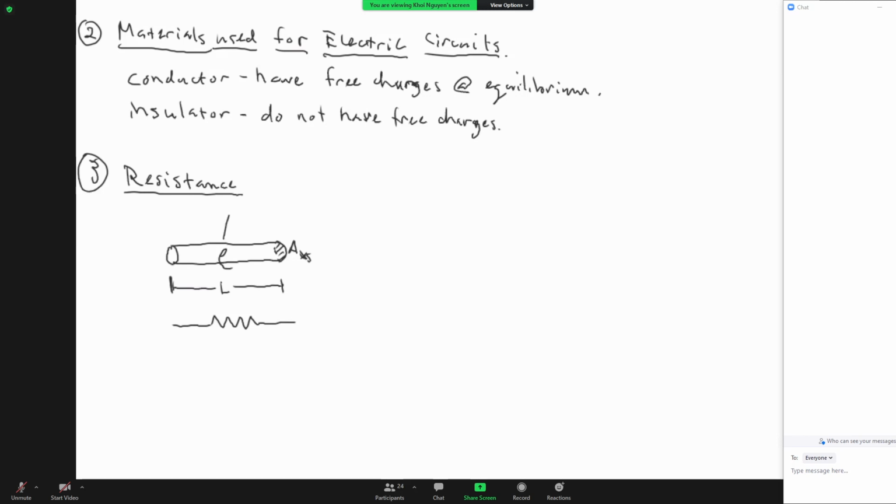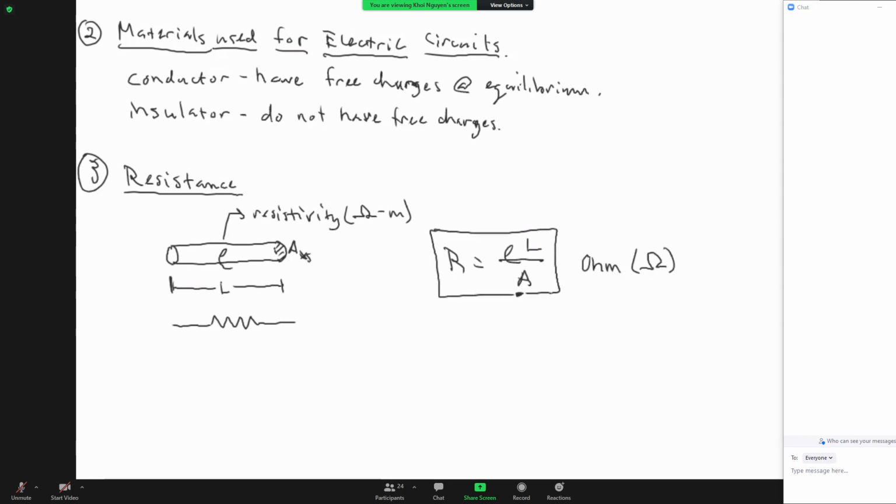Rho here is resistivity. The units for resistivity are ohm meters, okay? So resistance R, capital R, is equal to the resistivity times the length over the cross-sectional area. The units are what we call an ohm. The symbol is the letter omega, capital omega. This is the equation for resistance.